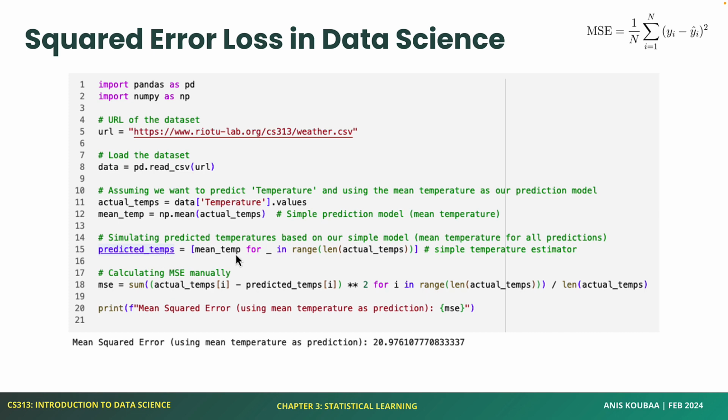These are the predicted temperatures, and this is the mean in all the rows. Then I take the difference between the actual temperatures and the predicted temperatures, which is just the mean, squared over the whole range, and divide by the number of temperature values. This is going to give me a mean squared error of 20. If I take the square root of 20, it's between 4 and 5, so I will have about 4 degrees difference on average, plus or minus.